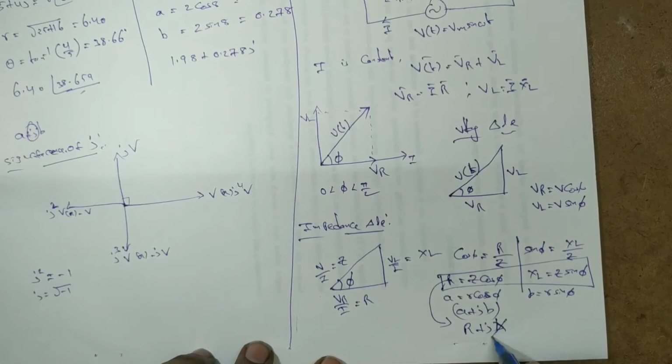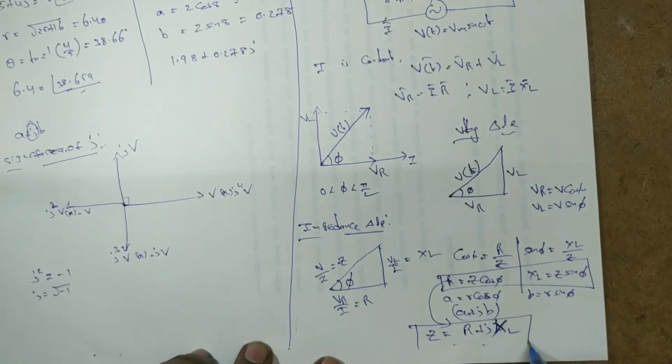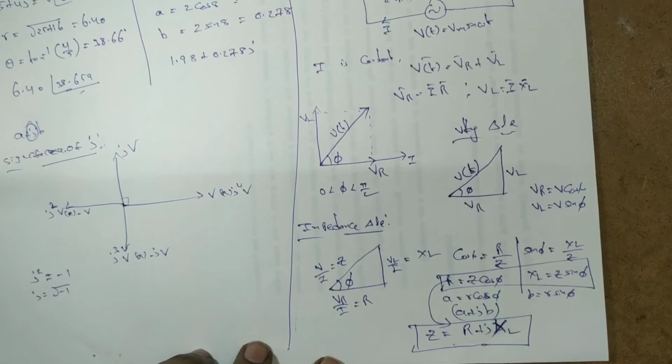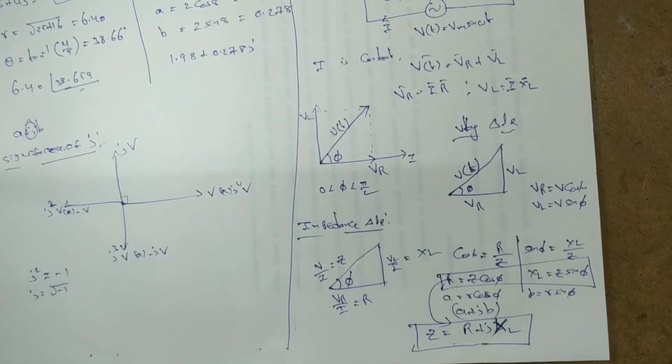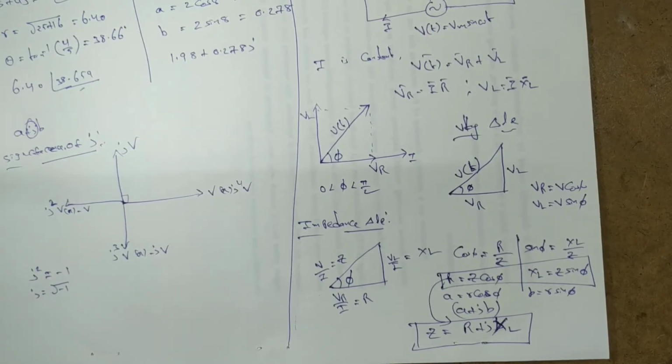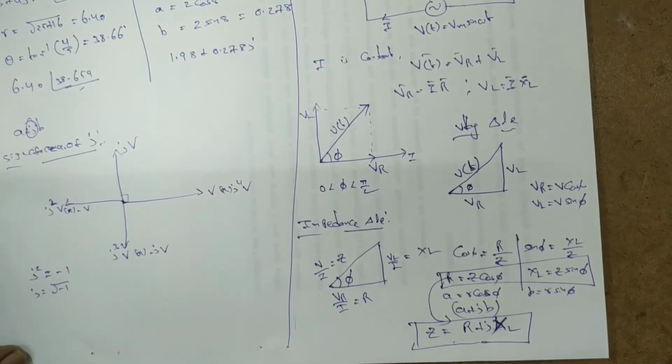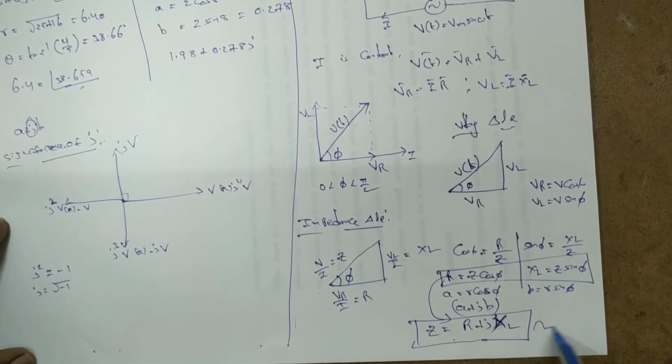R plus jXL. Sorry. This is the impedance value when we are considering an RL circuit, and its units will be in ohms. So impedance Z is equal to R plus jXL. We should remember this. When a circuit consists of both resistance and inductance, impedance Z equals R plus jXL. Only resistance means R and only inductance means XL. And if we contain both R plus jXL, it will be considered in ohms.